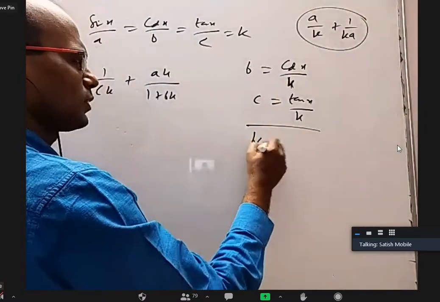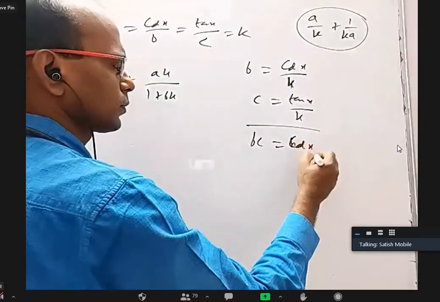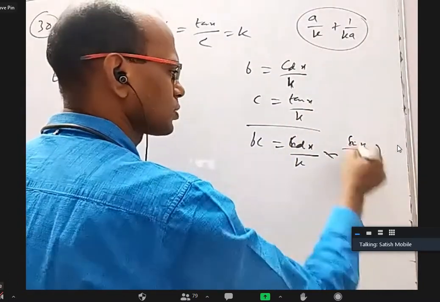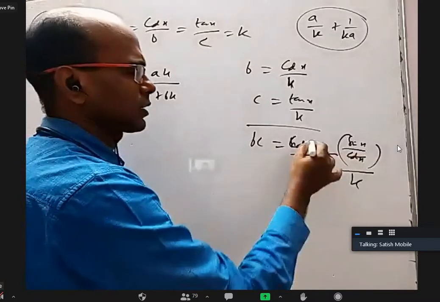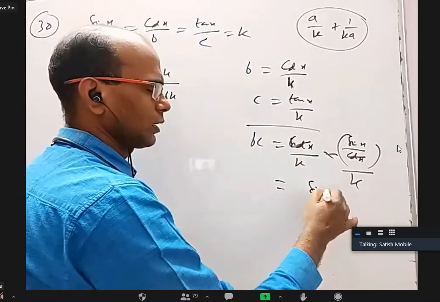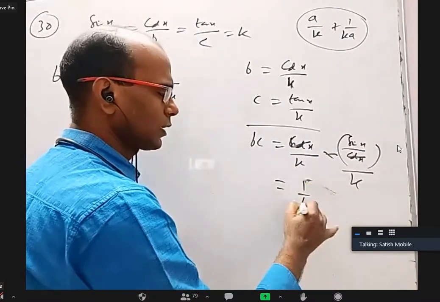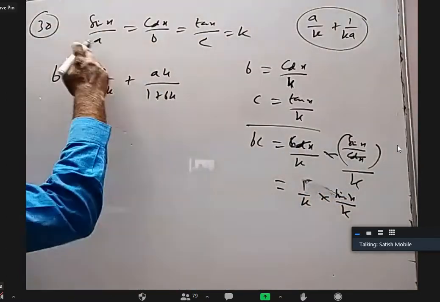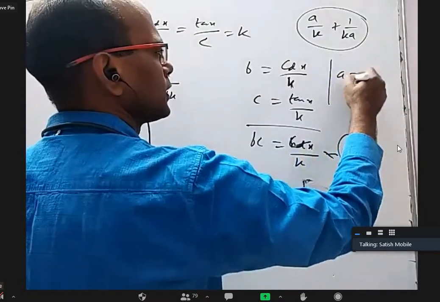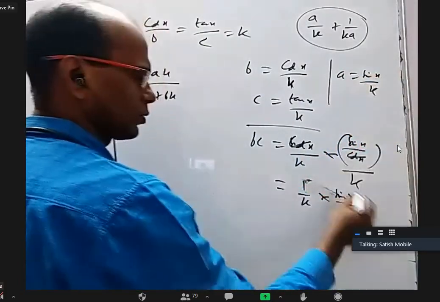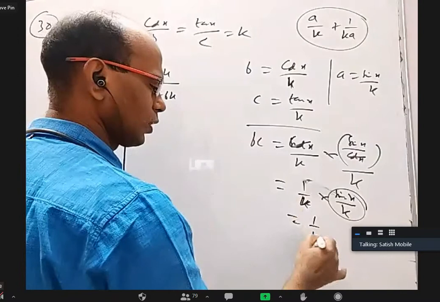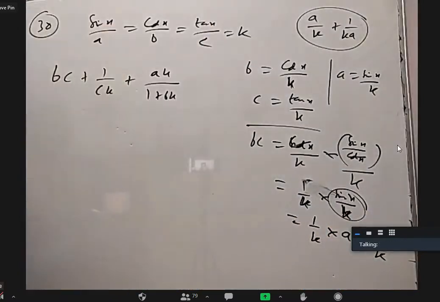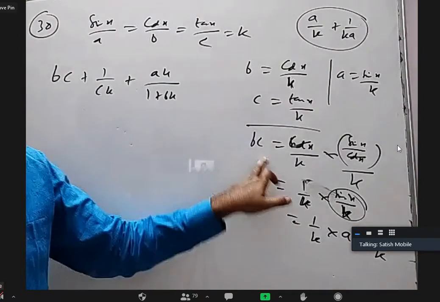When I multiply BC, which is cos x, by K, this tan x can be written as sin x by cos x by K. Cos x and cos x will cancel. I will get 1 by K into sin x by K. But we also know A is equal to sin x by K. So this will become A. So we'll get 1 by K into A, which is A by K. Is it clear that BC alone is A by K?